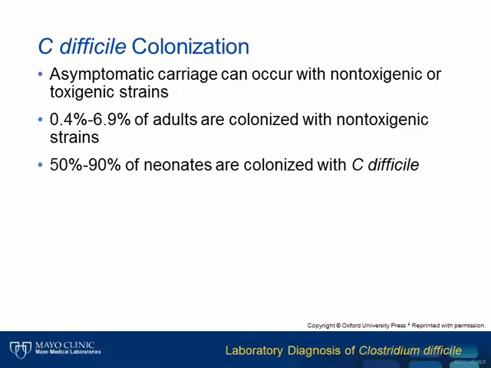Asymptomatic carriage or colonization can occur with non-toxigenic or non-toxin producing strains, as well as toxigenic strains. This colonization state complicates the clinical diagnosis of infection due to C. difficile. Colonization with non-toxigenic strains ranges from 0.4% to 6.9% of adults. 2% of non-hospitalized adults are colonized.